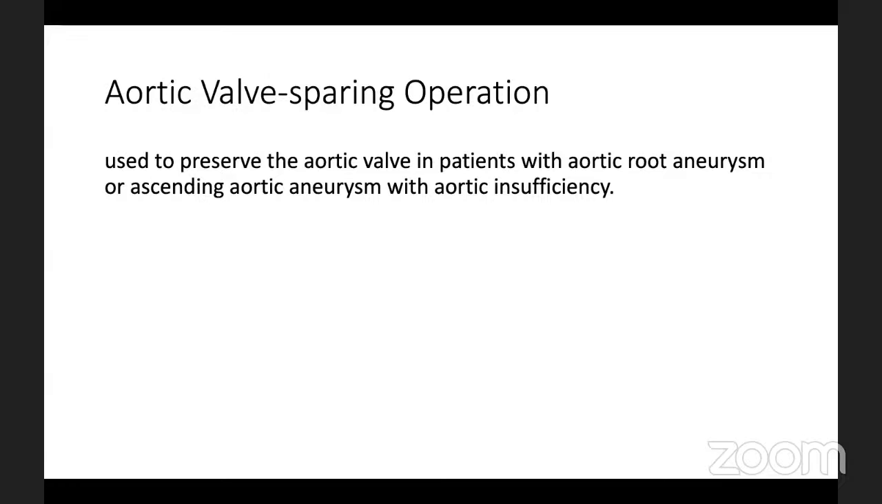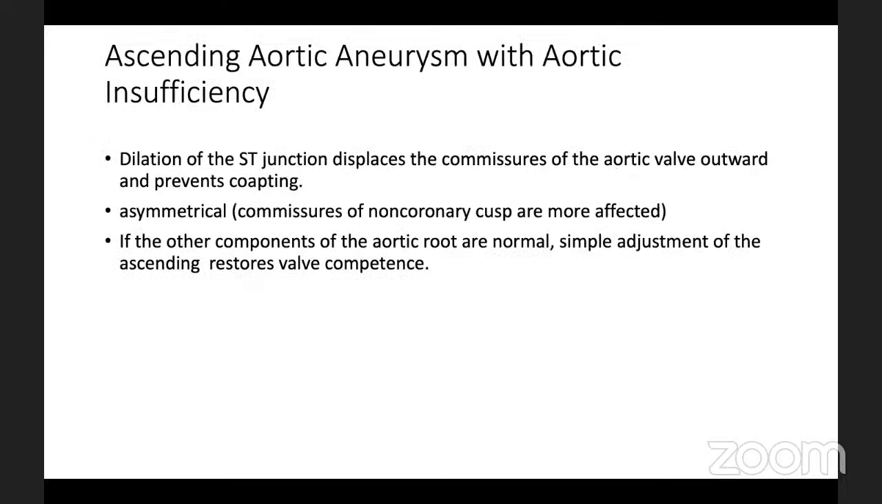Aortic valve sparing operation is used to preserve the aortic valve in patients who have aortic root aneurysm or ascending aortic aneurysm with aortic regurgitation. When there is aortic insufficiency due to ascending aortic aneurysm, the dilatation of the sinotubular junction will displace the commissure of the aortic valve outward and will prevent the coaptation. And usually it is asymmetrical. The commissure of the non-coronary cusp is the most commonly affected.